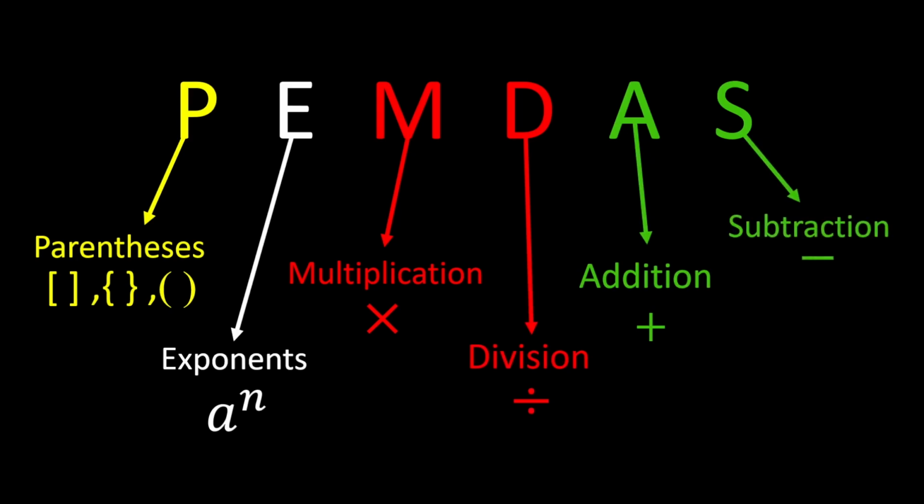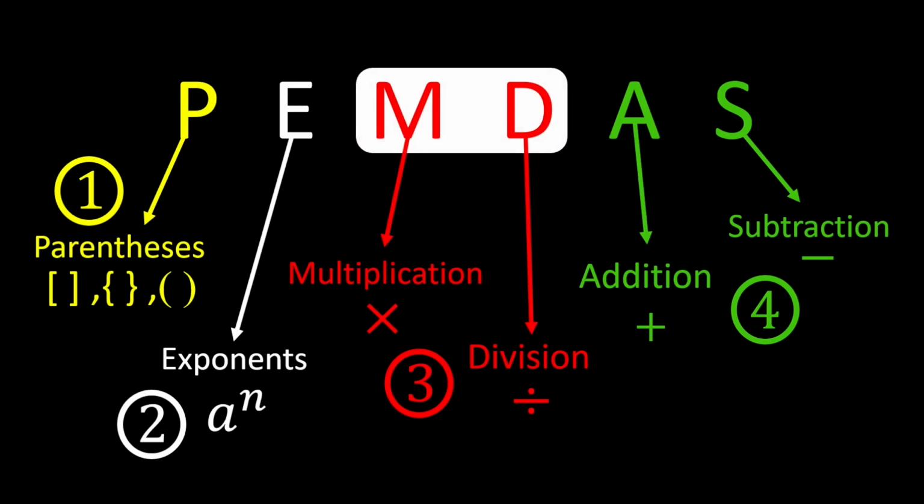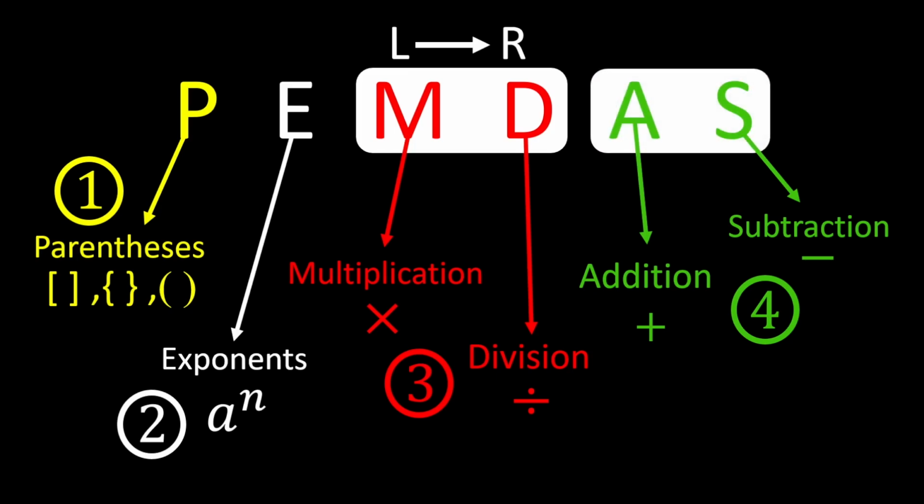According to PEMDAS, in every mathematical expression, we first solve the expressions inside the parentheses, then we calculate exponents, then multiplication and division, and finally, addition and subtraction. Remember that multiplication and division have equal priority. Therefore, in any expression that contains both multiplication and division, we move from left to right and perform whichever operation appears first. The same rule applies to addition and subtraction. When an expression contains both addition and subtraction, we solve them from left to right.